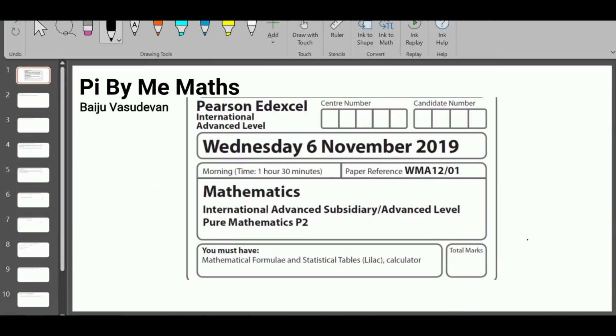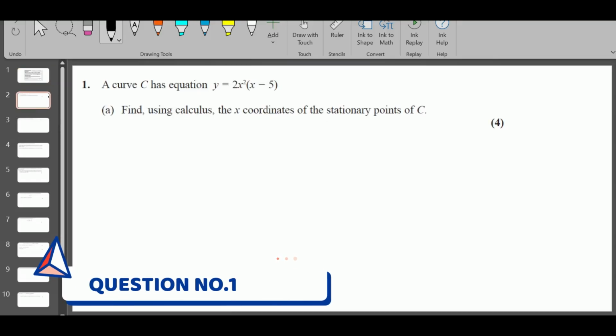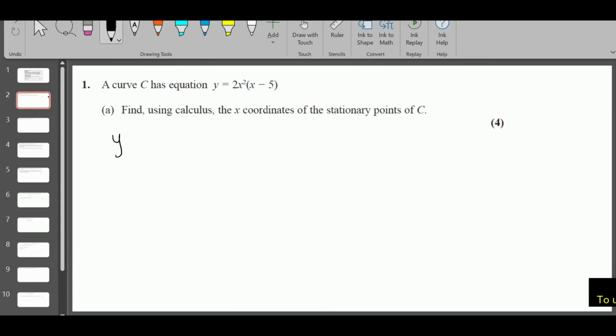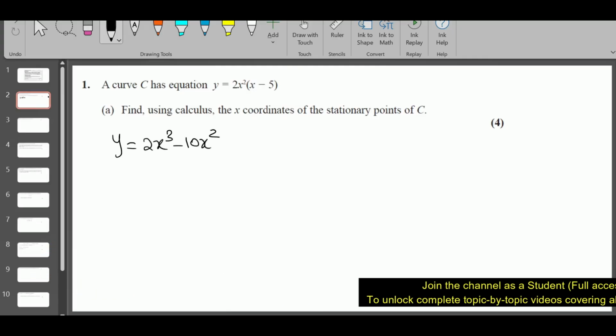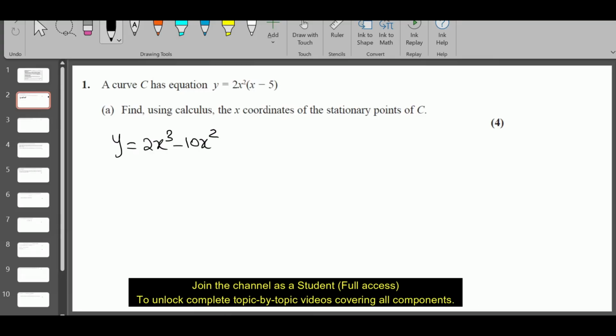This is Devan. In this video, we'll be looking at the October-November 2019 Pure Math 2 paper. So let's jump into question number 1. A curve has equation y is equal to 2x cubed minus 10x squared. Find, using calculus, the x coordinates of the stationary points.